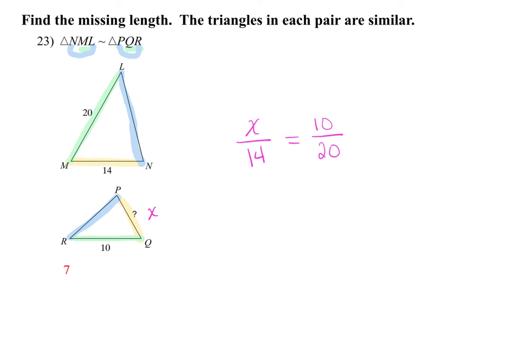What do you think I'm going to do with that 10 over 20 before I cross multiply? Yeah, I'm going to reduce that guy. So what does he reduce to? 1/2. So I'm going to say x over 14 equals 1 over 2. You can either say 2 times what equals 14, or you can cross multiply. 2 times x equals 1 times 14. Divide both sides by that 2. You will realize that your side length is 7.